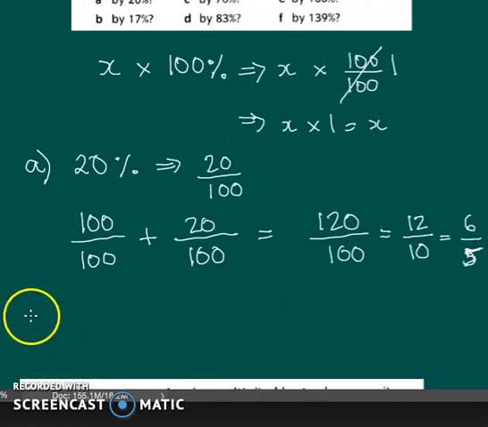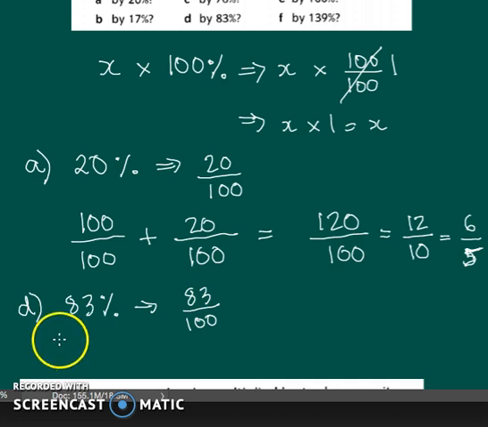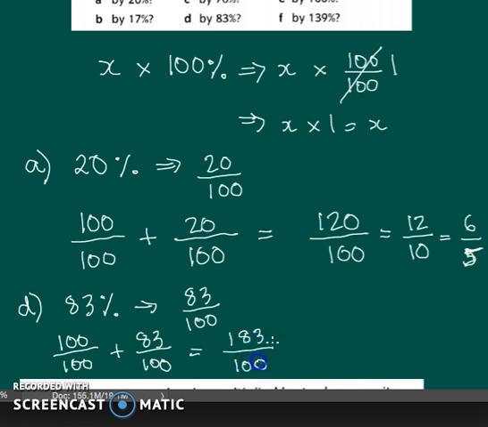Okay, what about part D? Well, the same thing. How do we express 83% as a fraction? We would just say 83 over 100. So once again, we're going to add 100 over 100 to 83 over 100, which will give us 183 over 100. I don't believe that we can simplify this any further, so that is our answer. If you wanted to increase a number by 83%, you would just multiply that number by 183 over 100.